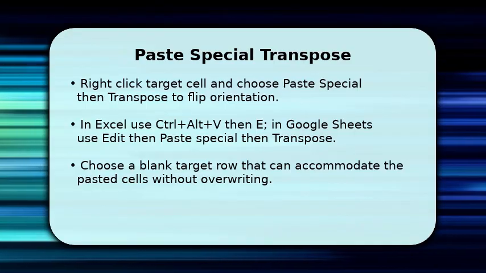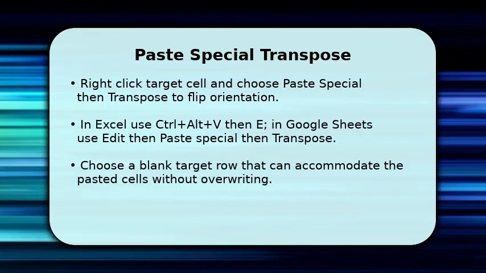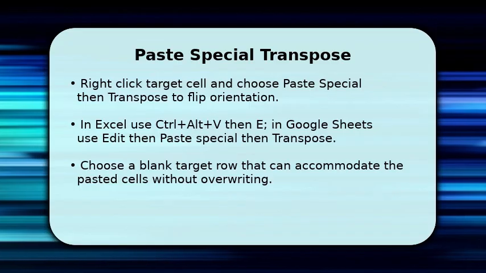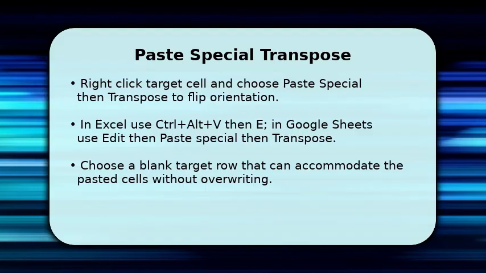In Excel, you can press Ctrl+Alt+V then E to open Paste Special Transpose quickly. In Google Sheets, use Edit then Paste Special then Transpose from the menu. Make sure the destination row range is empty to avoid accidental overwrites of existing data.